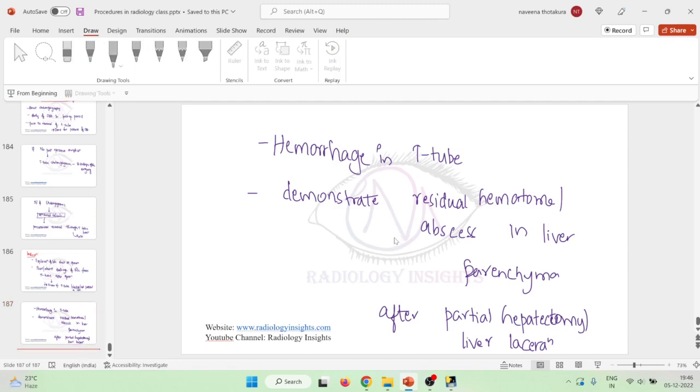So these are some important points about the operation and indications of T-tube cholangiogram.